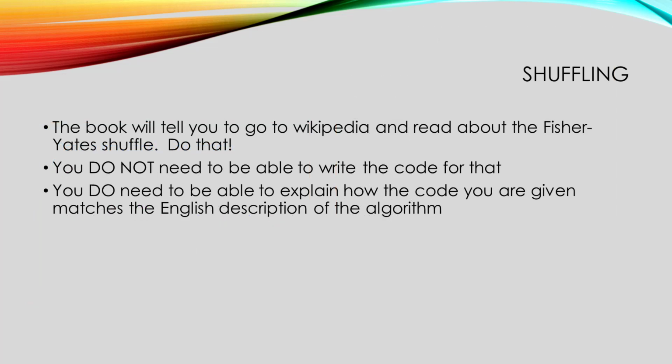The last thing we have to do is build a method that shuffles a deck. Shuffling cards is actually an area of computer science research, and there are a lot of algorithms for how to do it. We're using the Fisher-Yates shuffle, and the lab tells you to go to Wikipedia to read about it. That means that you should go to Wikipedia and read about it. Remember, at this point, you don't have to be able to write the code by yourself. After you study it, you just need to be able to explain why the code that the lab gives you matches the description of the Fisher-Yates shuffle you found on Wikipedia.